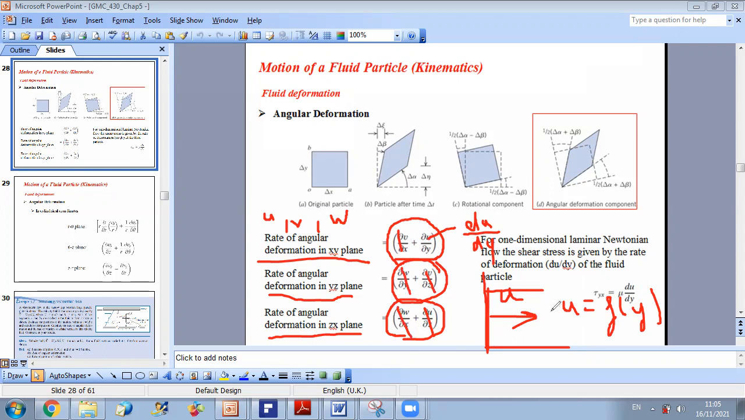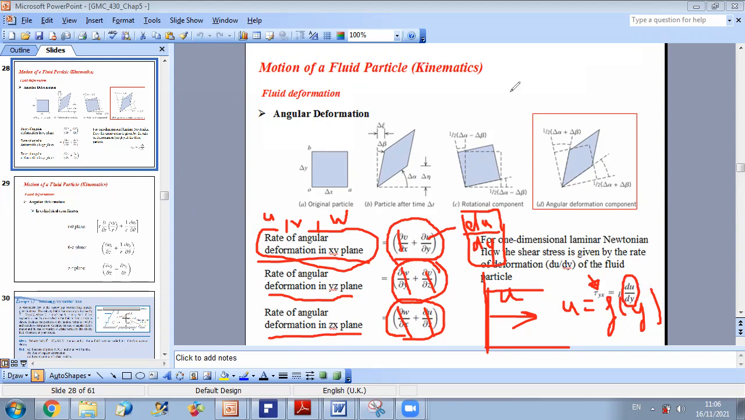This means that if you have 1D flow where u is only a function of y, you will only have a rate of angular deformation in the xy plane, and this rate will be equal to du by dy. And by definition, for a Newtonian fluid, the shear stress, we have computed this before, is mu times the rate of deformation, and in this case the rate of deformation is du by dy.